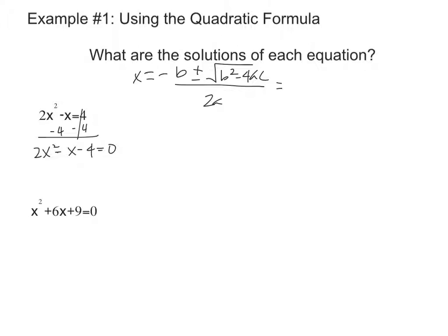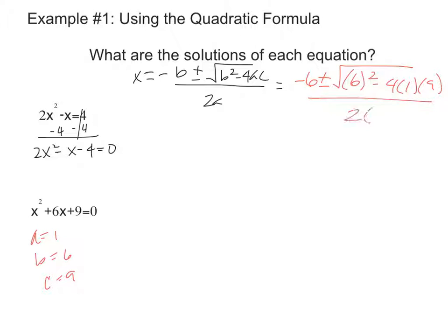All right, so let's look at the second one. a is 1, b is 6, c is 9. If we substitute that information in, we're going to have negative 6 plus or minus the square root of 6 squared minus 4 times 1 times 9, over 2 times 1.